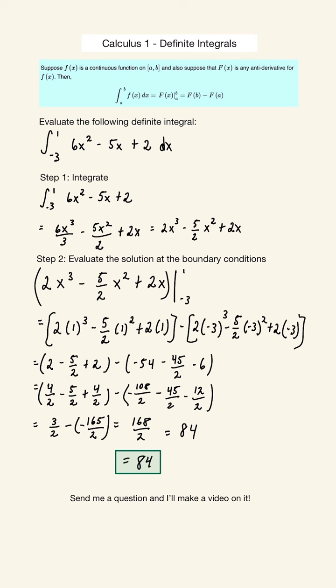The big key here when evaluating negative boundary conditions is just watch your signs. These two negative signs will transition it into an addition sign. And so our solution will be 168/2 or 84.